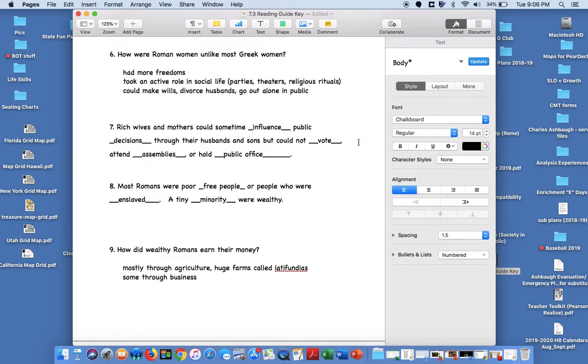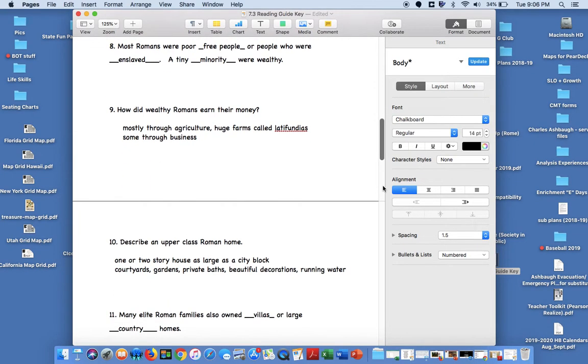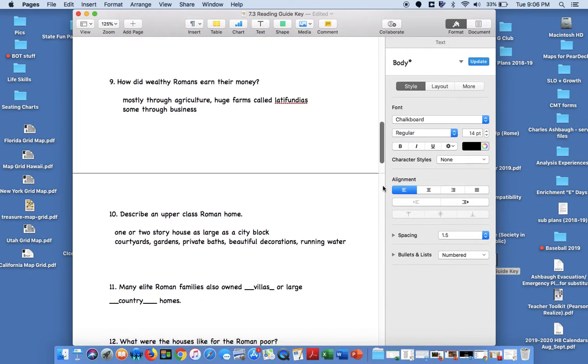Most Romans, around 90%, were poor free people or people who were enslaved. A very tiny minority, somewhere between 5 to 10%, would be considered the wealthy elite. How did the wealthy earn their money? This is just like today, folks. The more land you have, usually the more money you have. Land is value in the ancient world, and it's value even today. And so that's where many Romans made their money, through these huge agricultural plantations that were called latifundias, and then some were successful through business ventures.